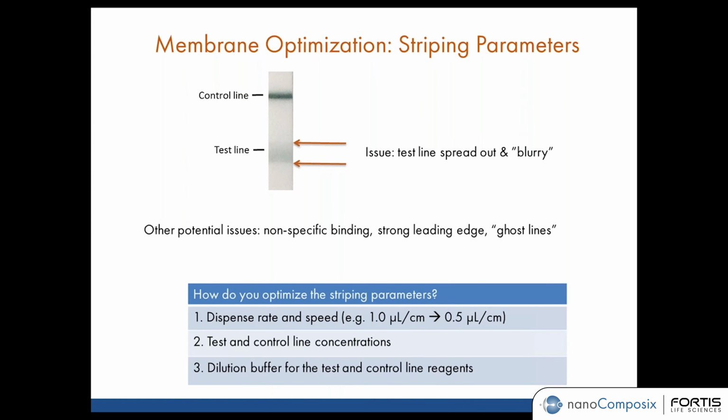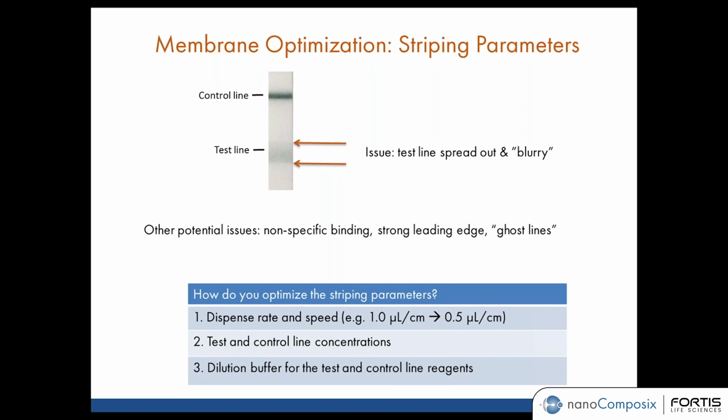So how do you fix this issue? The first thing we would address is the dispense rate and speed. A typical dispense rate for a medium speed membrane would be about 1 microliter per centimeter. For this assay, decreasing the dispense rate to 0.5 microliters per centimeter improved the line width and clarity. Since you are decreasing the amount of reagent being dispensed, you can also increase the concentration of the test line reagent so that you are putting equivalent reagent down at the line.